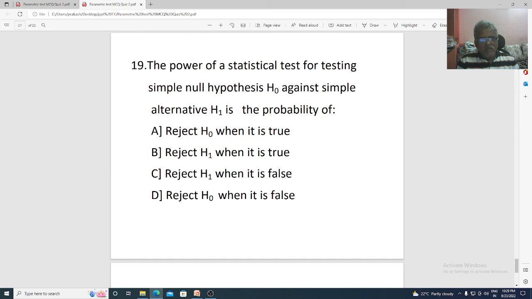Question number 19. The power of a statistical test for testing simple null hypothesis H0 against simple alternative hypothesis H1 is the probability of option A, reject H0 when it is true, reject H1 when it is true, option C, reject H1 when it is false, option D, reject H0 when it is false. The correct option is D, reject H0 when it is false.